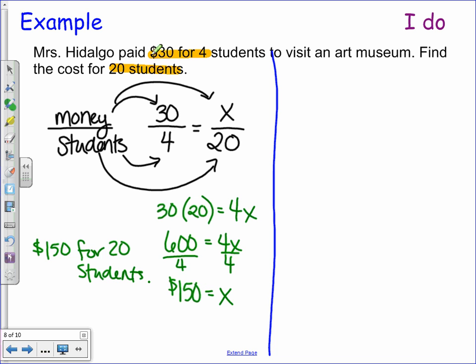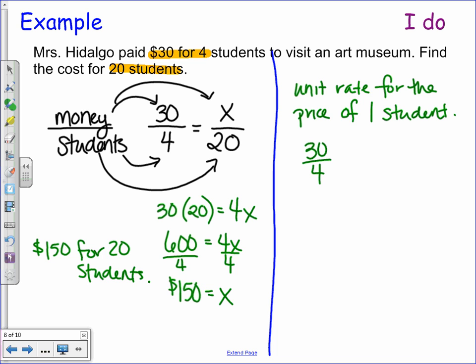So I'm going to try and find the unit rate for the price of one student. Okay, so how do I find the price of one student? Well, I know it's $30 for 4 students, right? So I'm just going to divide 30 by 4. And the cost per student is $7.50 per student.